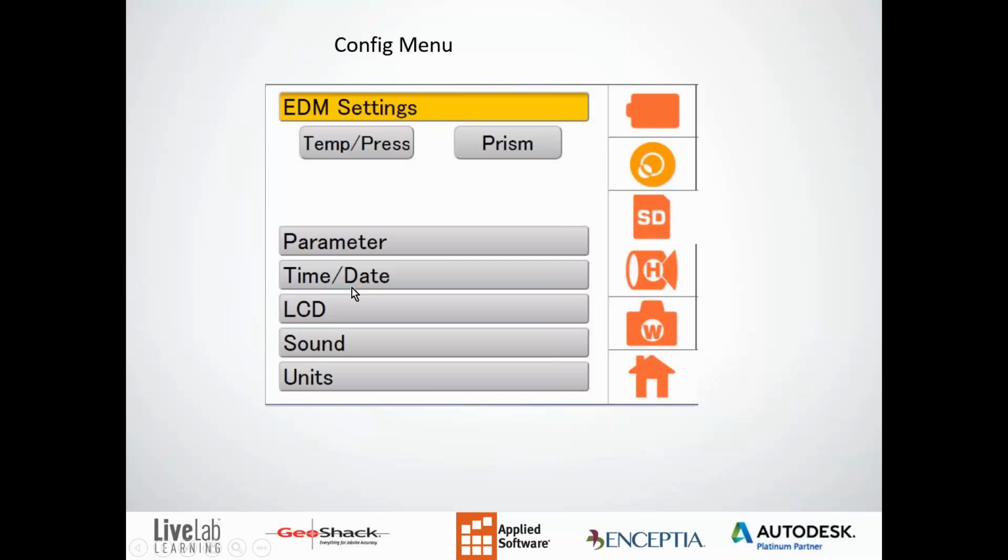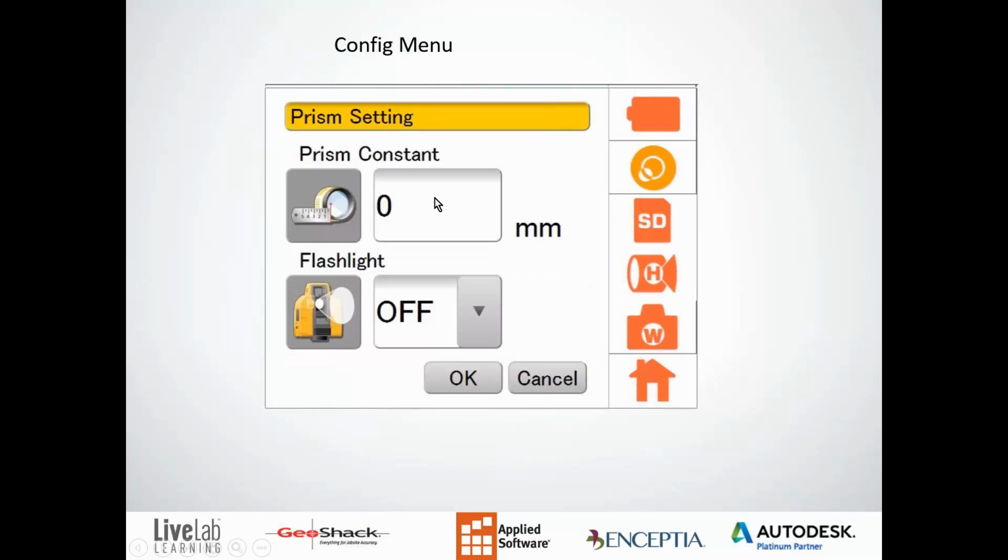I can put my pressure in there. Hit OK. If I wanted to set my prism for my backsite, click on my prism. I can put in my prism constant. So if I have a -30 prism or a -7, any prism that any manufacturer makes, if we know the offset, will work, and we can scan with the GLS 2000. Flashlight would be for low light things that would give us some light. When we're done with that, we would hit OK.